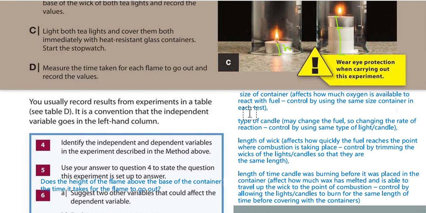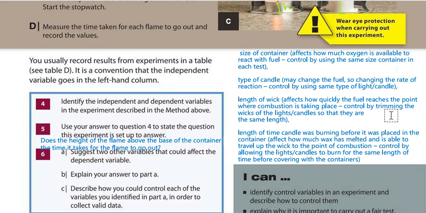Okay, so I have written the answer here for you. They are asking you to find 2 other variables that could affect the dependent variable. The dependent variable is the time we are measuring there, right? Length of time it burned. So you can choose any 2 from here. I'll just explain what it is. Now before we go to the answer, let's see. They are first asking you to write 2 variables. Once you write the 2 variables, then they are telling you to explain the answer to part A.